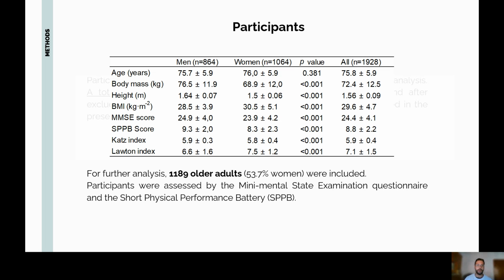1,189 older adults were included, and these were assessed by the mini-mental state examination questionnaire for cognitive function and for physical function through the short physical performance battery. As you can see, the participants had a mean age around 66 years old and had a good cognitive function, with a mini-mental score of around 25 and an SPPB around 9. They were, in most of the cases, quite independent in both the basic activities of daily living and the instrumental activities of daily living.